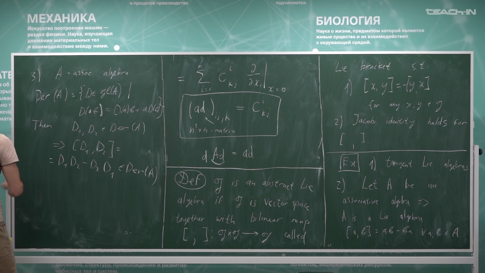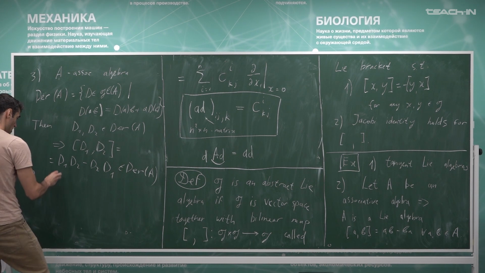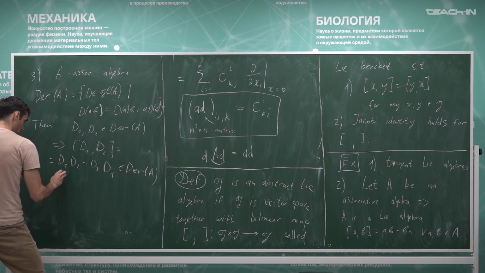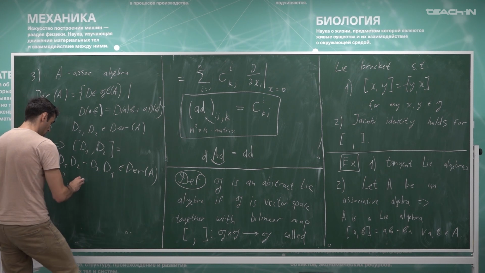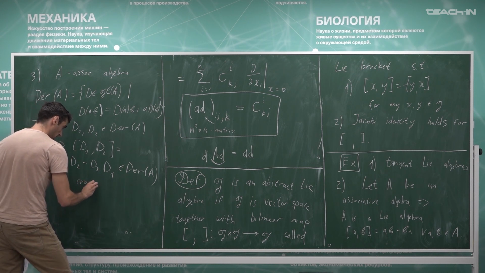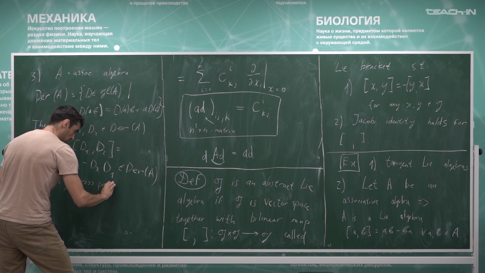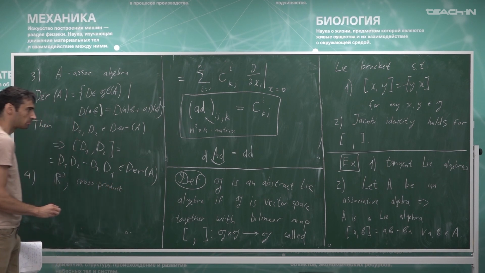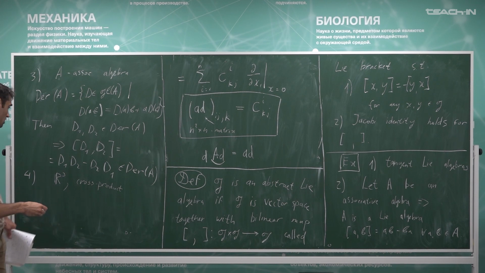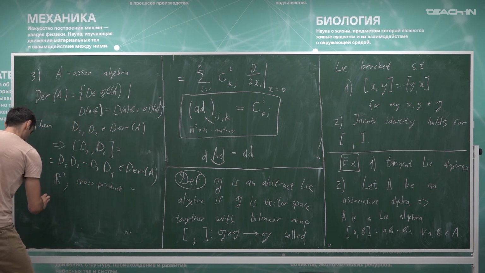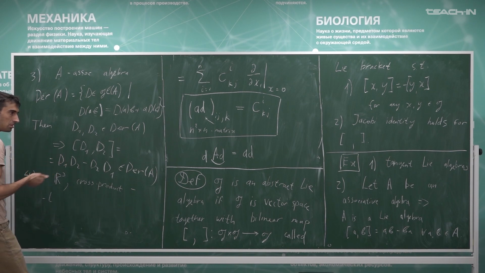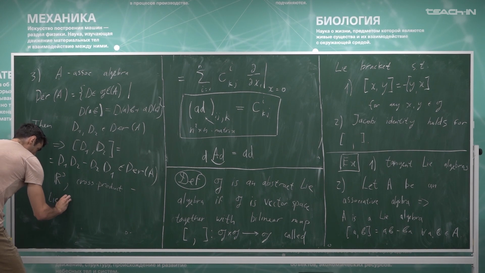Well, just to give an example where the bracket is not a commutator, consider maybe R3 with the cross product. You can check that this is a Lie algebra. The cross product is antisymmetric, of course, and satisfies the Jacobi identity. So this is a Lie algebra.